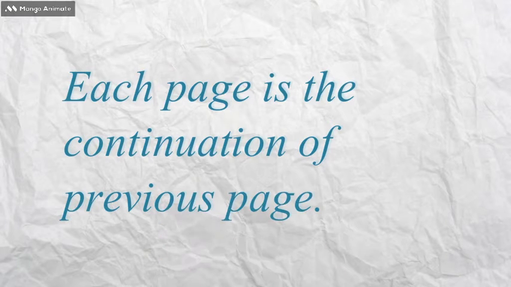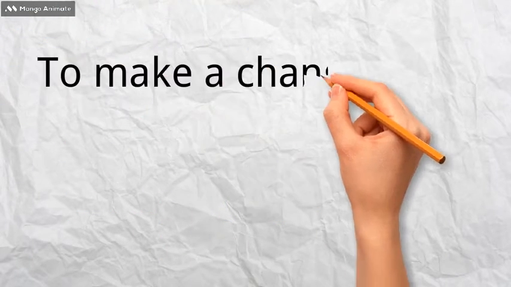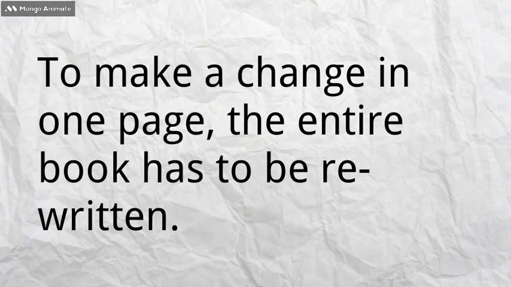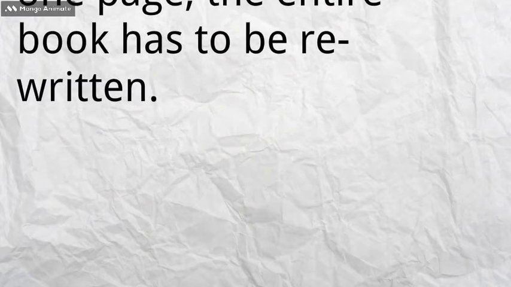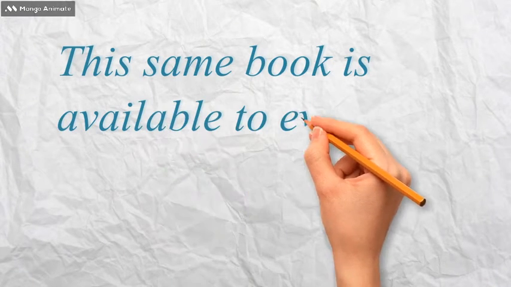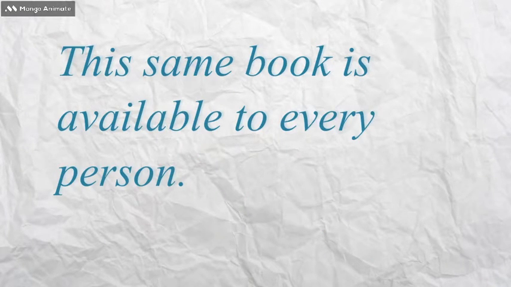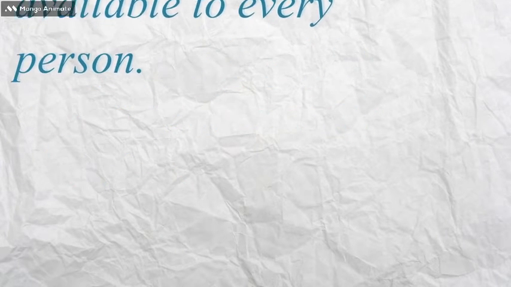Since each page is a continuation of the previous page, a change cannot be made to only one page. To make a change in one of the pages, the entire book has to be rewritten. It can be done, right? But what if the same book is available to every person? You cannot make a change in every person's book, right? This is the safety of blockchain.